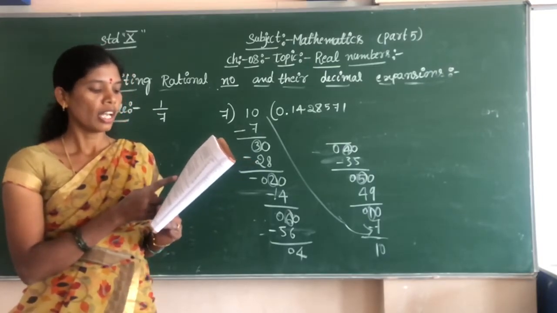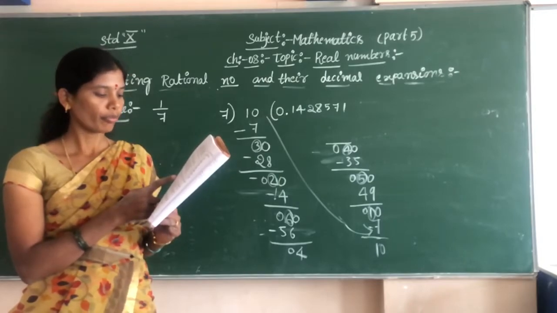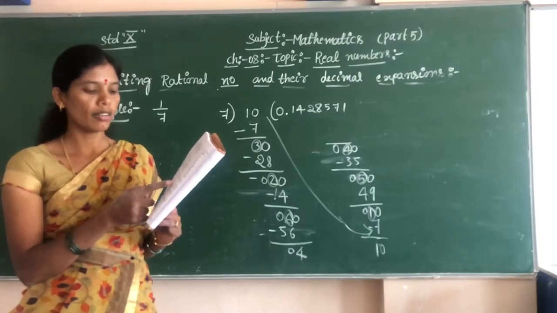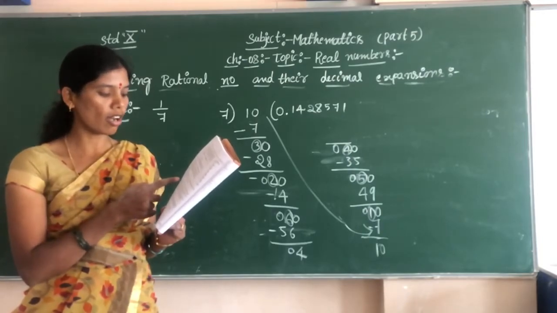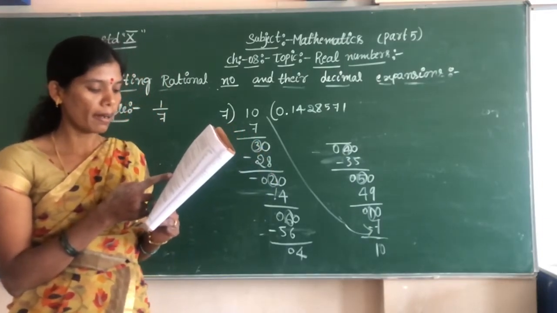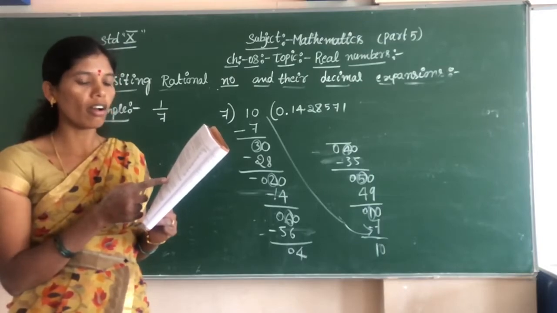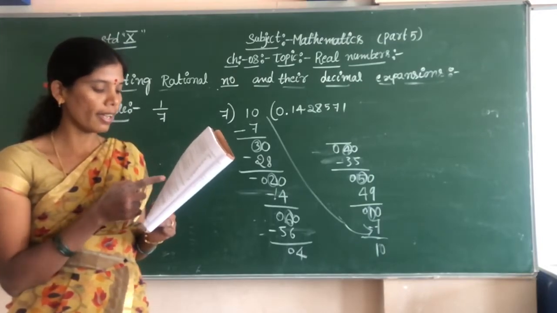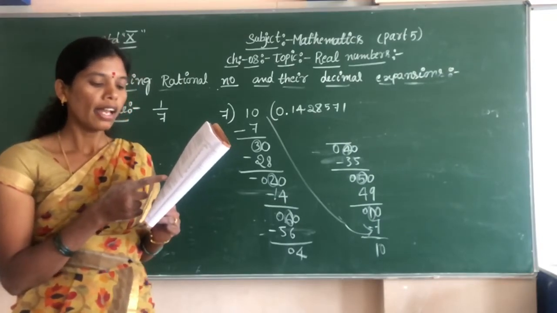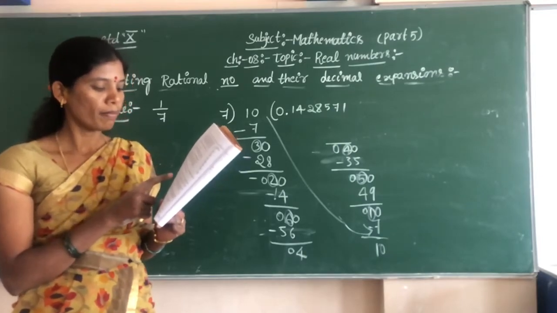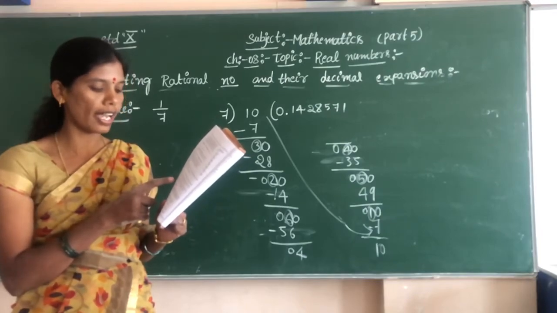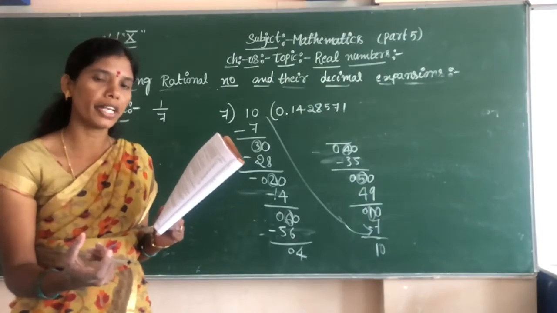Now next, Theorem 8.7. Let x equal p by q be a rational number such that the prime factorization of q is not of the form 2 to the power of n and 5 to the power of m, where n and m are non-negative integers. Then x has a decimal expansion which is non-terminating, repeating, recurring. From the discussion above, we conclude that the decimal expansion of every rational number is either terminating or non-terminating.